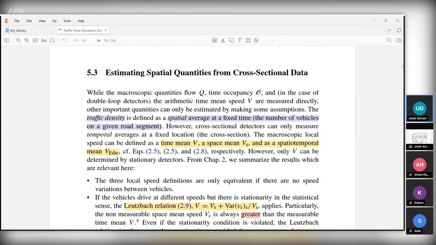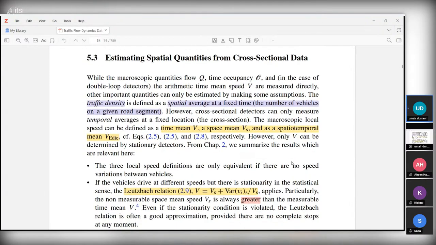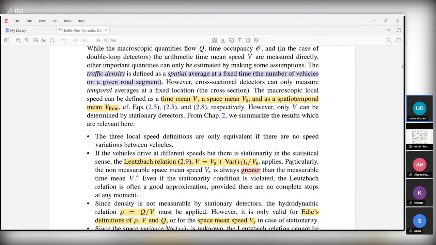So this is where we stopped our discussion the last time. Today we are starting with estimating spatial quantities from cross-sectional data. Our main goal in this section is to determine traffic density because we cannot directly determine it from the detectors. We do know flow, we do know the arithmetic mean speed, but we do not know traffic density. And as we know so far, traffic density is one of the fundamental quantities that we need for our later analysis. So traffic density is redefined here.